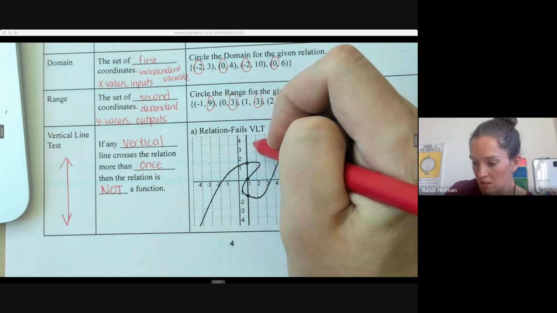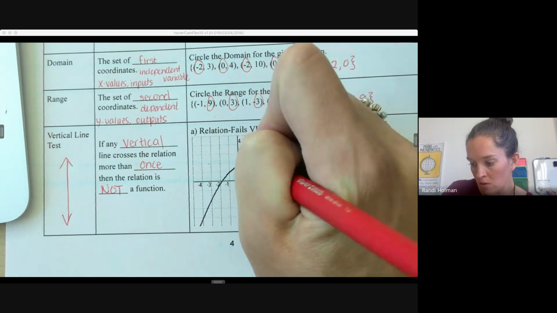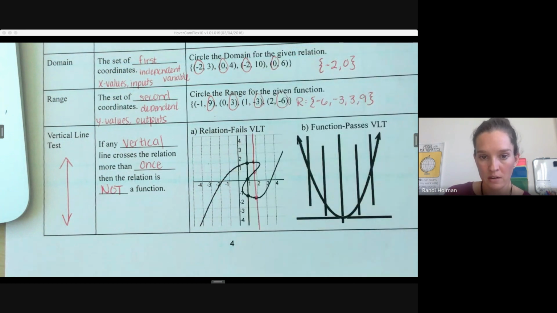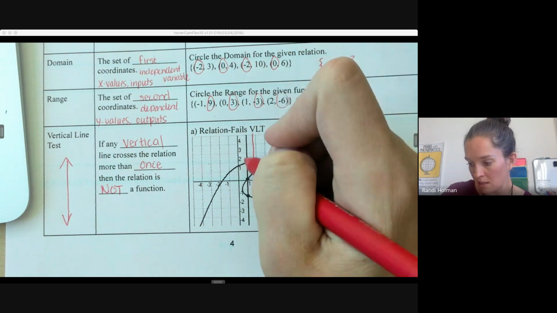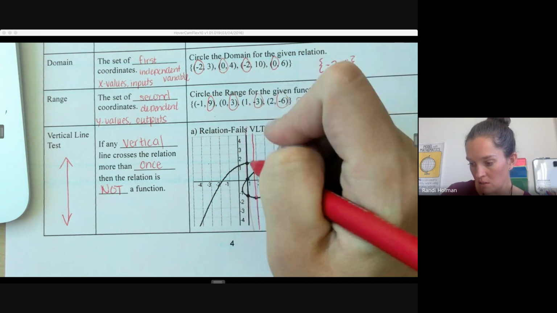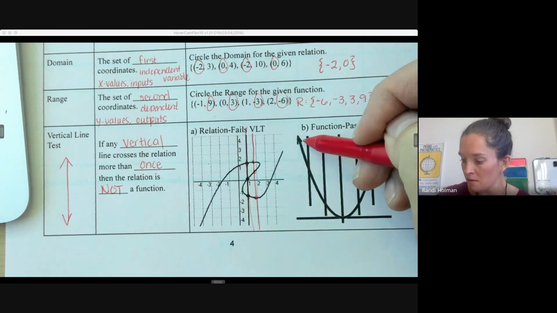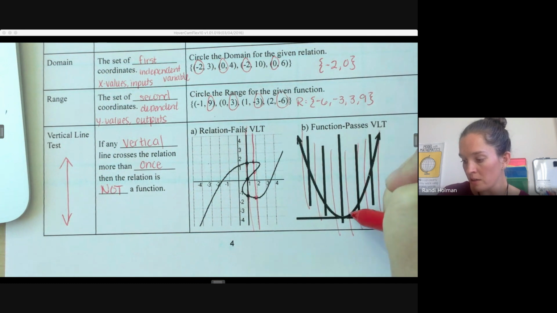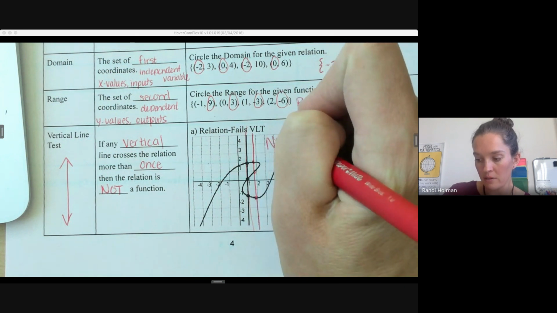So if I look at this graph here, if I put a vertical line here, this x value has 3 different y values, so it's not a function. For this x value that they drew here, it has 3 different y values, not a function. Here, anywhere I draw a vertical line, it's only going to meet my function one time. So yes, this is a function. No, this is not a function.